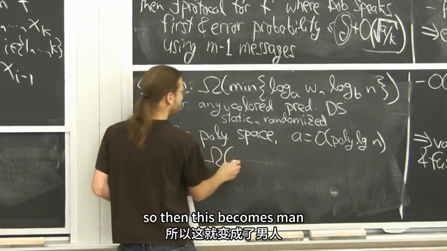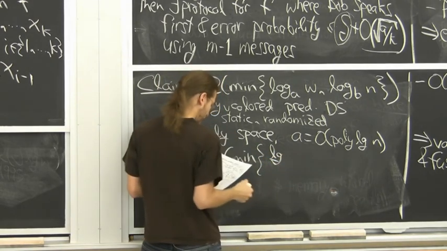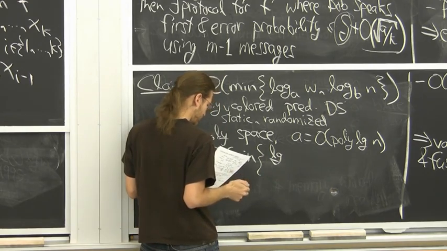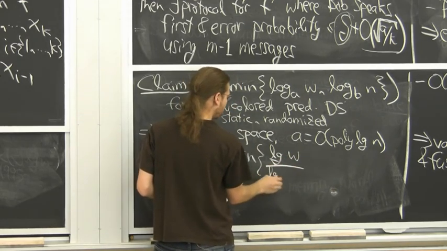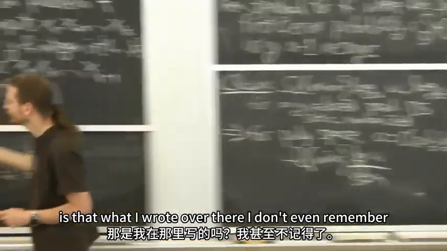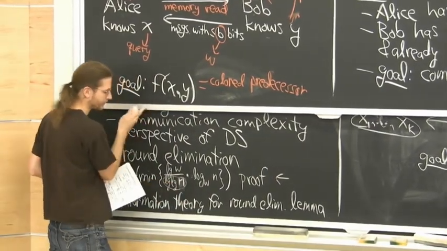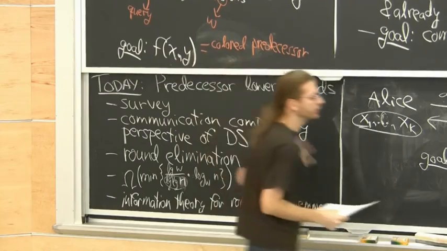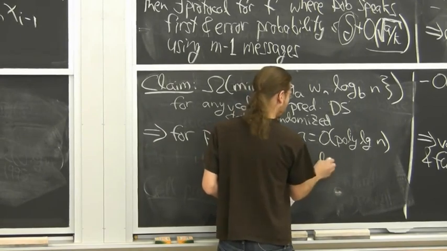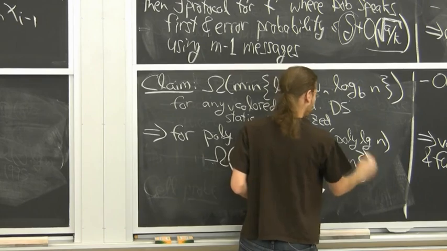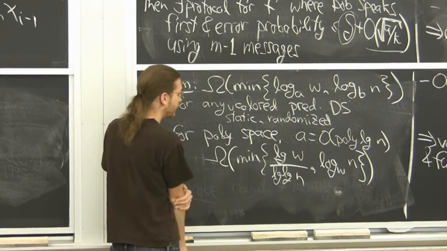So then this becomes min of log, I want n, I guess. Is that what I wrote over there? I don't even remember. I wrote log w. I guess I'm going to write log n. That's the right answer. Okay. Fine.